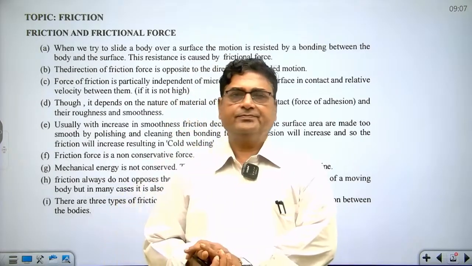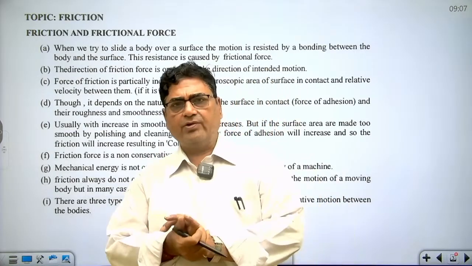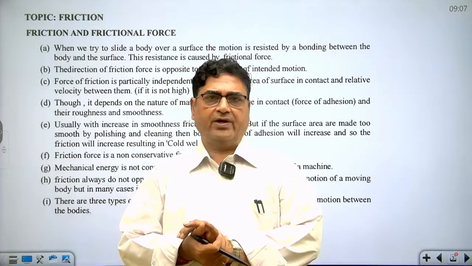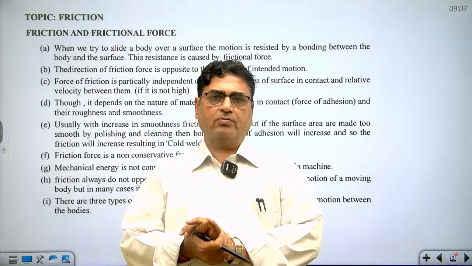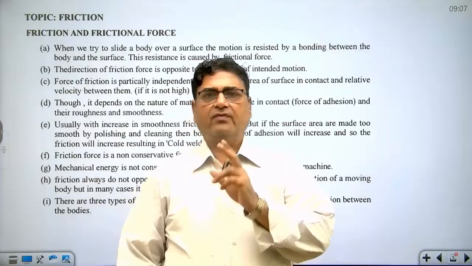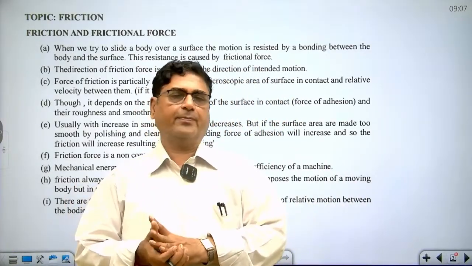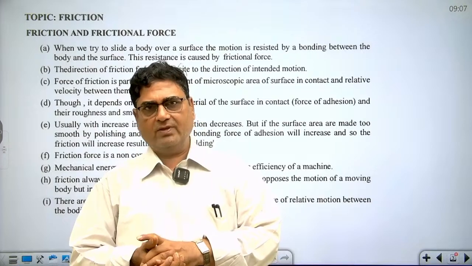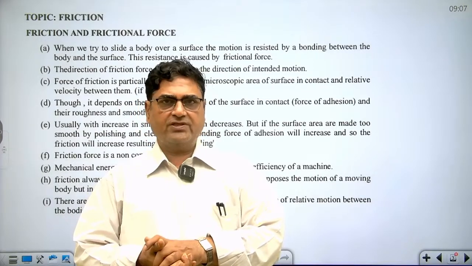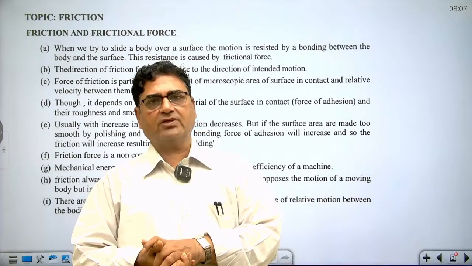Hello students, today we are going to study one of the very important topics attached to Newton's laws of motion, that is friction. The frictional force, as the name indicates, as people understand, opposes the motion, but it is not so. Friction does not always oppose the motion; many a times it supports the motion also.